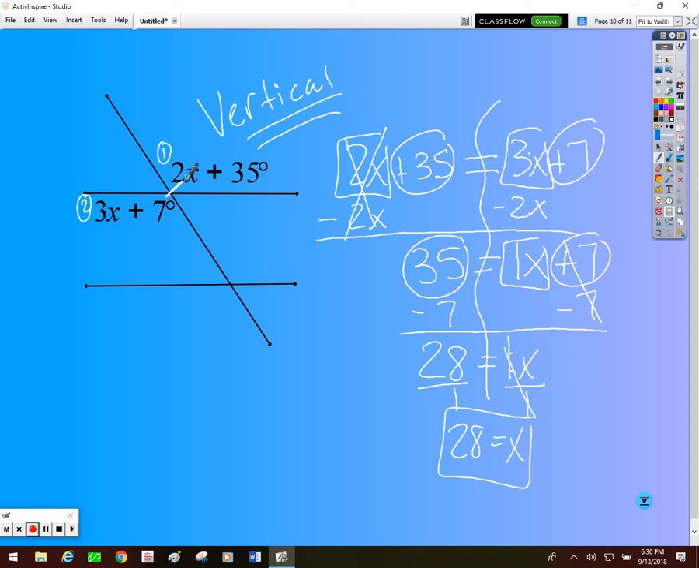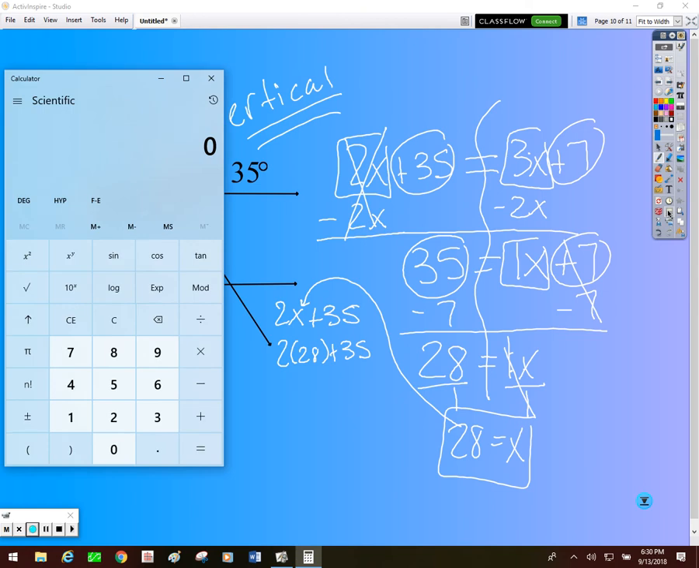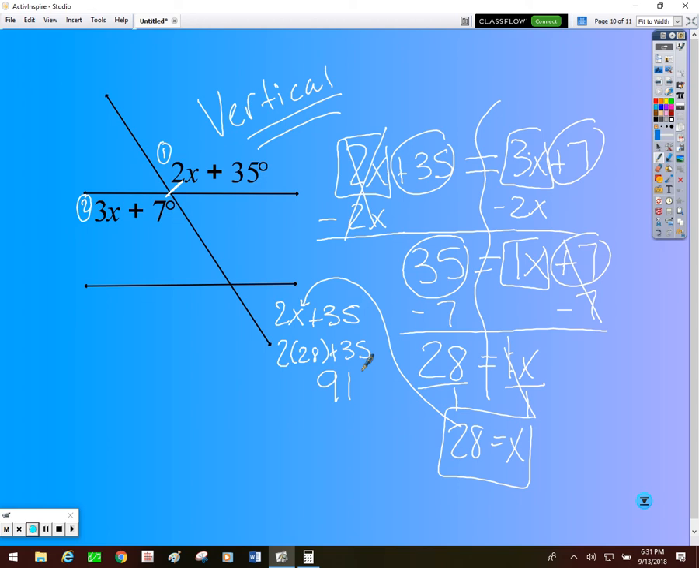Well, let's see what we have up here. All I'm going to do is take my equation 1, 2x plus 35. Well, we're going to take this value right here, plug it right in. 2 times 28 plus 35. All I did was substitute the value of x. Okay, so 2 times 28 is that, plus 35 gives me 91. So that value is 91 degrees. So this angle should be 91 degrees. If we did this right, this one's going to be 91 degrees.